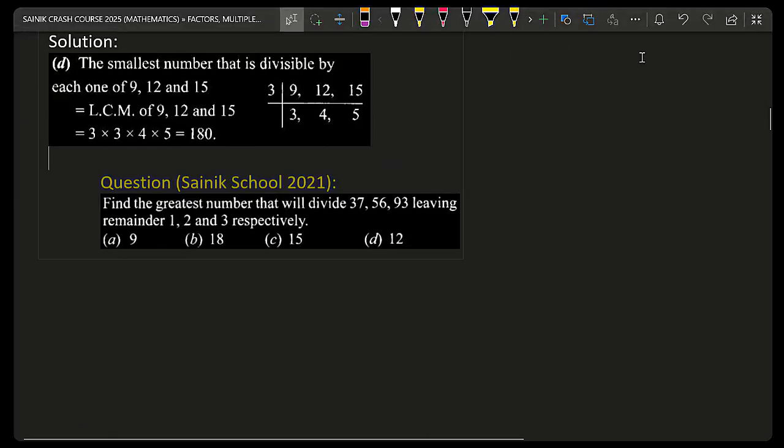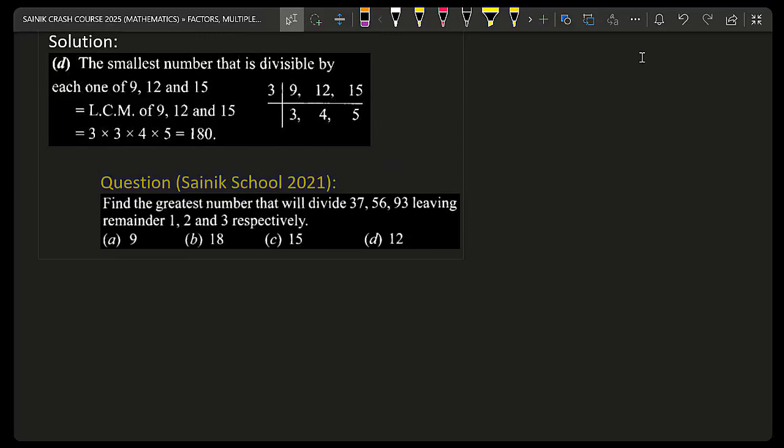The greatest number that will divide 37, 56, 93, leaving remainder 1, 2, and 3 respectively. Okay, how to solve this question? We want the greatest number that will divide 37 and we should get the remainder 1. That should divide 56, we want the remainder 2. That should divide 93, we want the remainder 3. So how can we solve this?